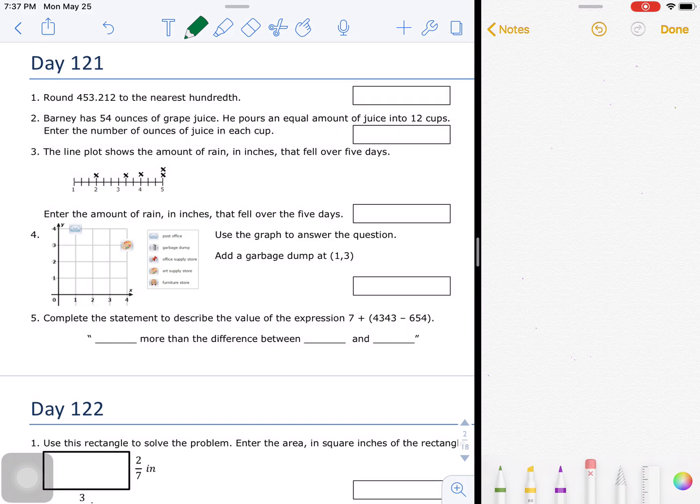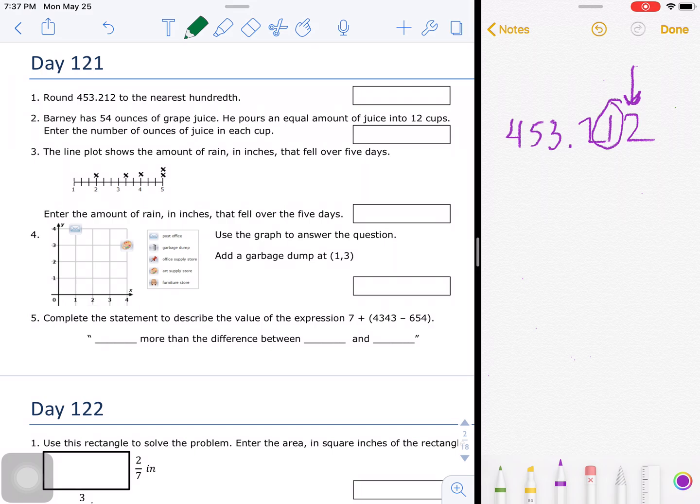Problem number 1. Round 453 and 212 thousandths to the nearest hundredth. So we want to make sure, again, even on problems that we think are very simple, that we are being precise. So I'm going to circle the hundredths place. And we use the rule when we're rounding: 5 or more, let it soar. 4 or less, let it rest.